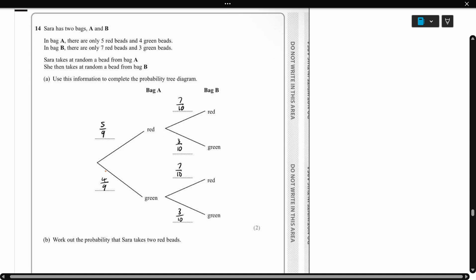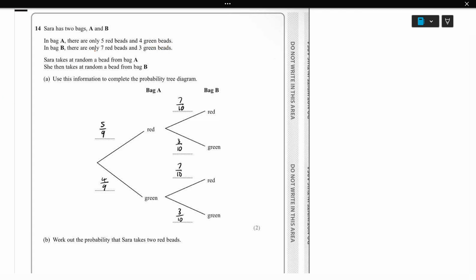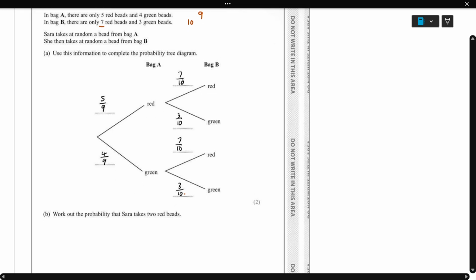Next one, Sarah has two bags A and B. In bag A, there are only 5 red beads and 4 green beads. In bag B, there are only 7 red beads and 3 green beads. Sarah takes a bead at random from bag A, and then she takes a bead at random from bag B. First, there are 9 beads. From 9 beads, 5 are red, so red is 5 over 9, and the rest, 4 over 9, is green. The second bag, total 7 plus 3, there are 10 beads. 7 are red, so 7 by 10 and 3 by 10.